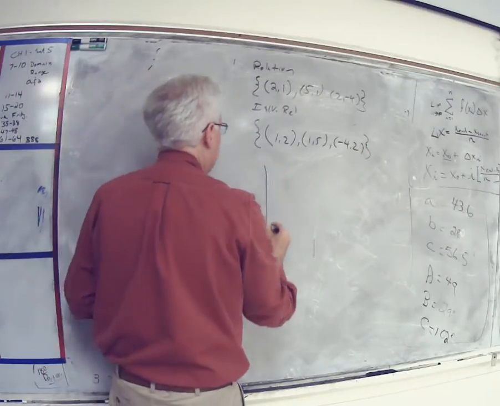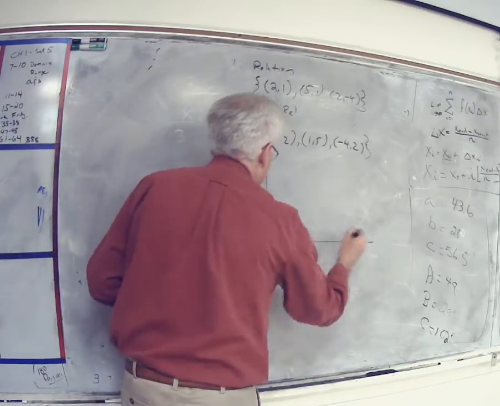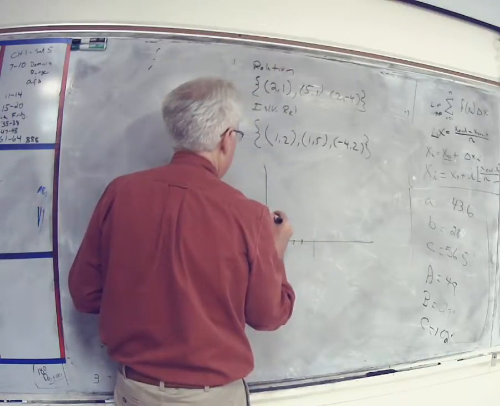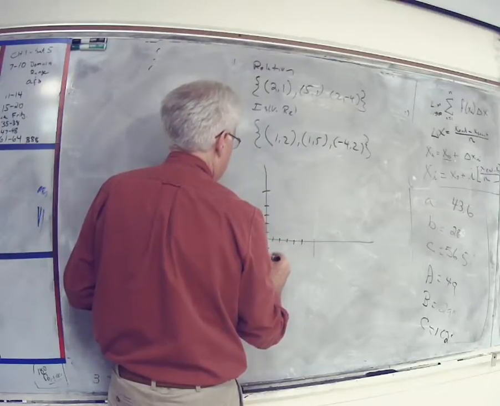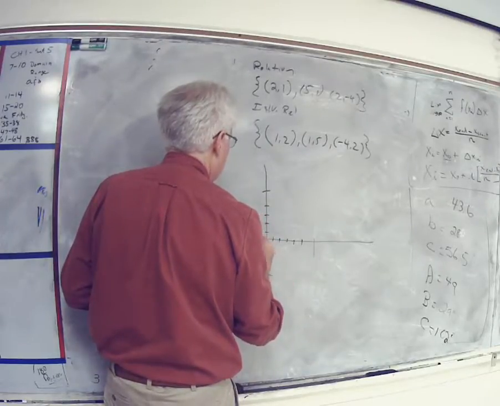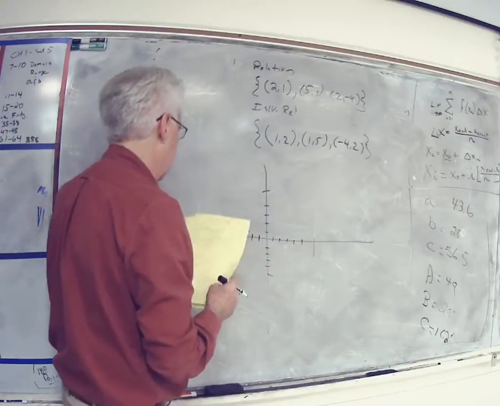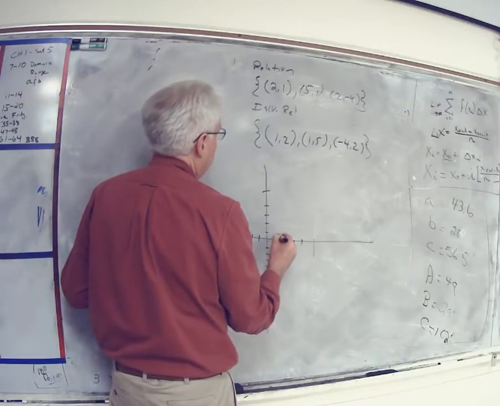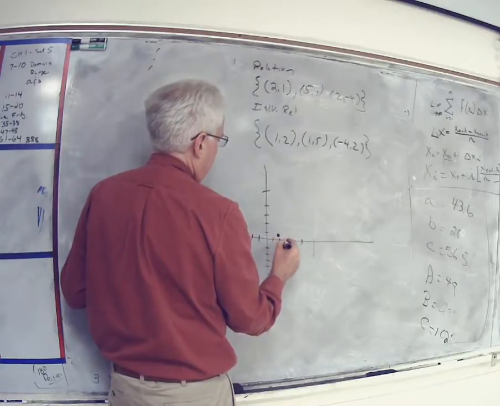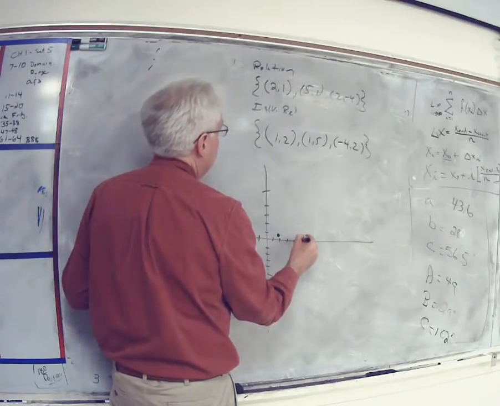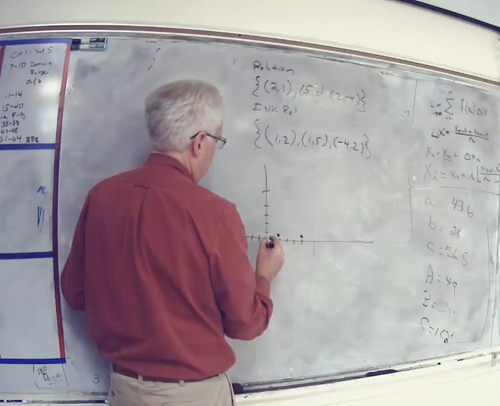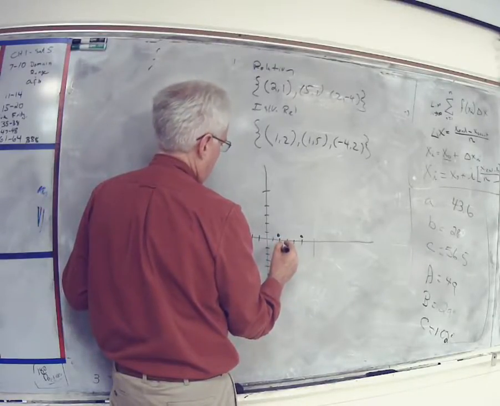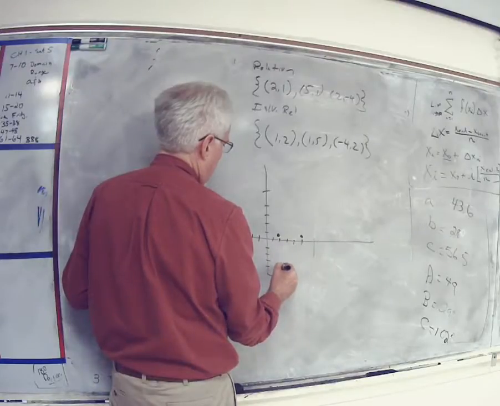Let's plot these and see what it looks like. I go 1, 2, 3, 4, 5 on each axis. I wish I could make a better graph on the board, but this is the best I can do. The first point is (2, 1). Then 1, 2, 3, 4, 5, 1. And then 2, and we go down to minus 4, 1, 2, 3, 4.